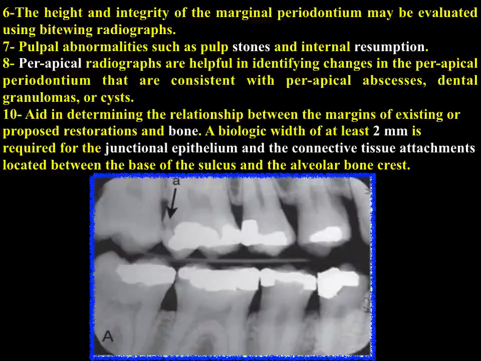A biologic width of at least 2 mm is required for the junctional epithelium and the connective tissue attachment located between the base of the sulcus and the alveolar bone crest. This is normal. We can see the attached epithelium, the connective tissue and the crest of the bone in the periodontium.